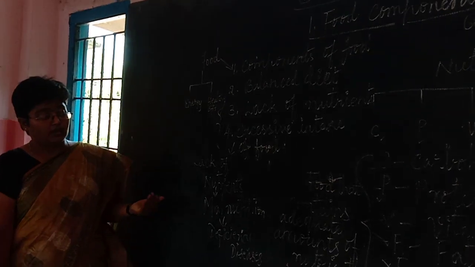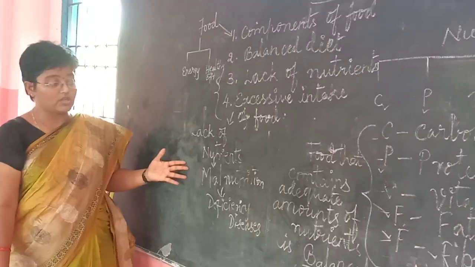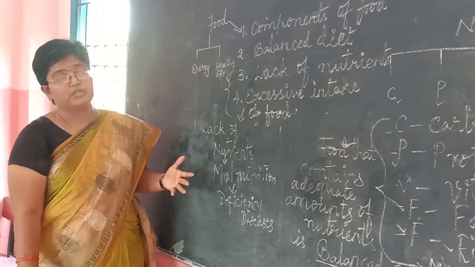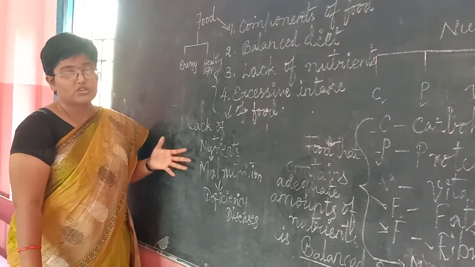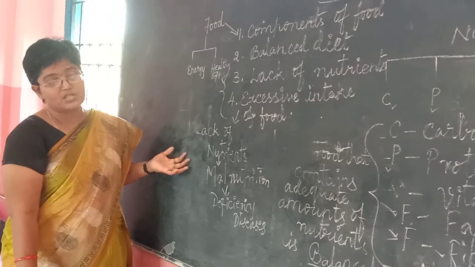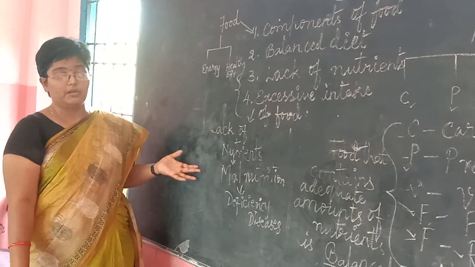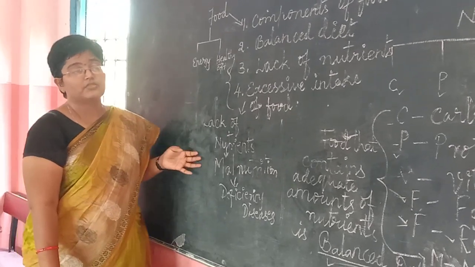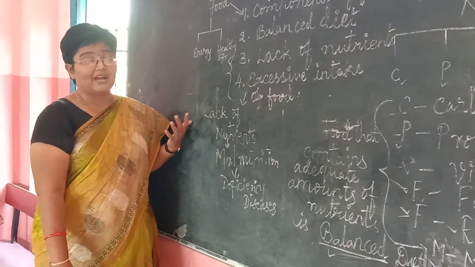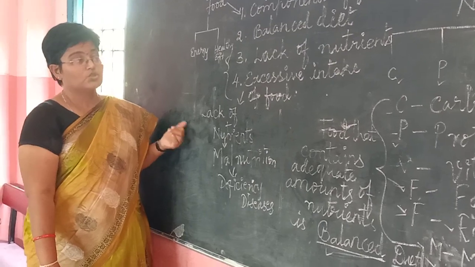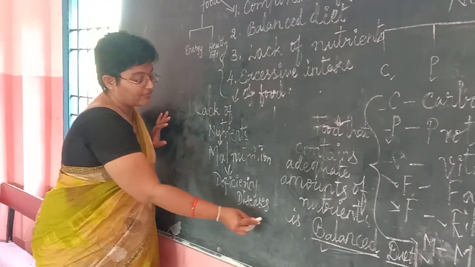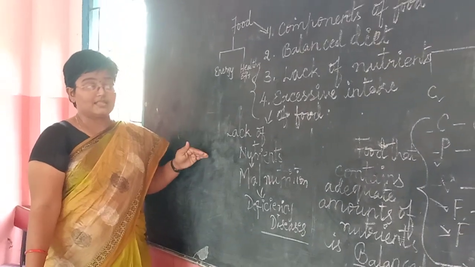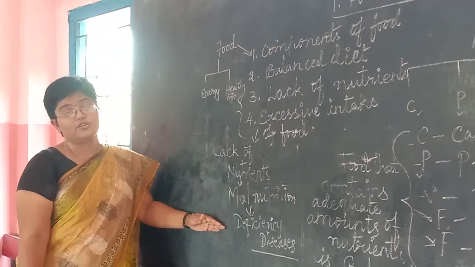Because of the lack of nutrients, our body faces different kinds of problems. If there is a lack of vitamins, the body undergoes loss of eyesight, loss of blood, loss of skin glow. All these things cause many kinds of diseases. So these are said to be deficiency diseases. So food in less amount causes different kinds of diseases.